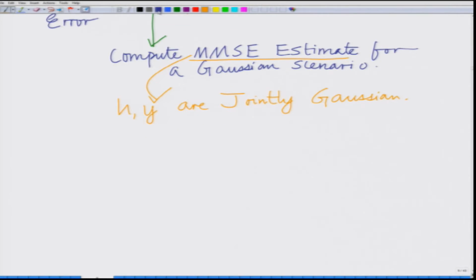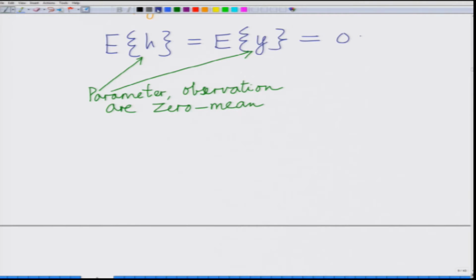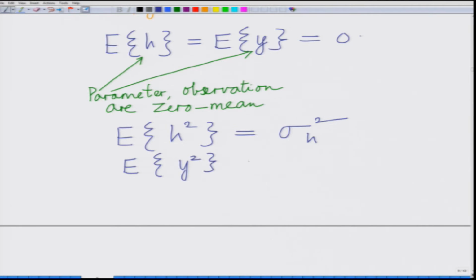To start with, let us consider zero mean random variables. To make things simple, let us consider the expected value of h equal to the expected value of y equals 0. This implies that the parameter h and the observation y are zero mean random variables. Also, let the variances be given as the expected value of h square, which is the variance of h since it is a zero mean random variable, equals sigma h square, that is, the variance of the parameter is sigma h square. The expected value of y square equals sigma y square. This is the variance of the observation.